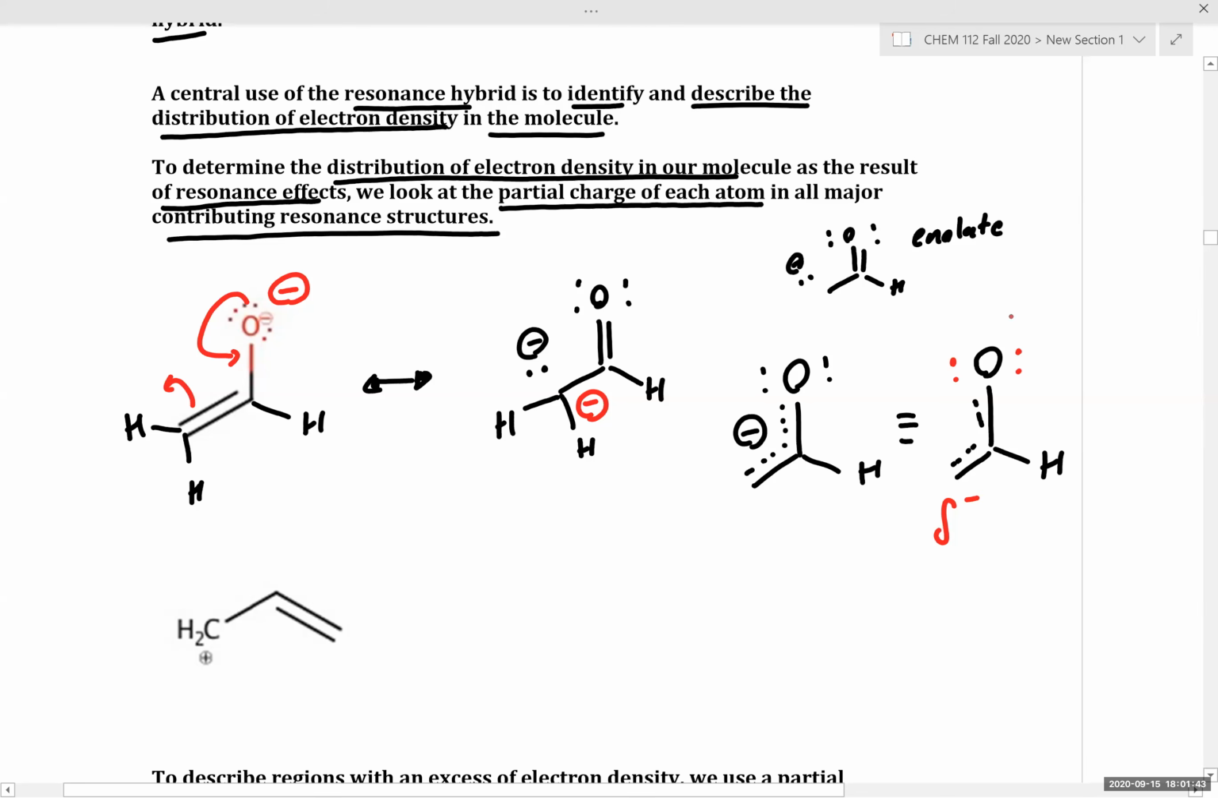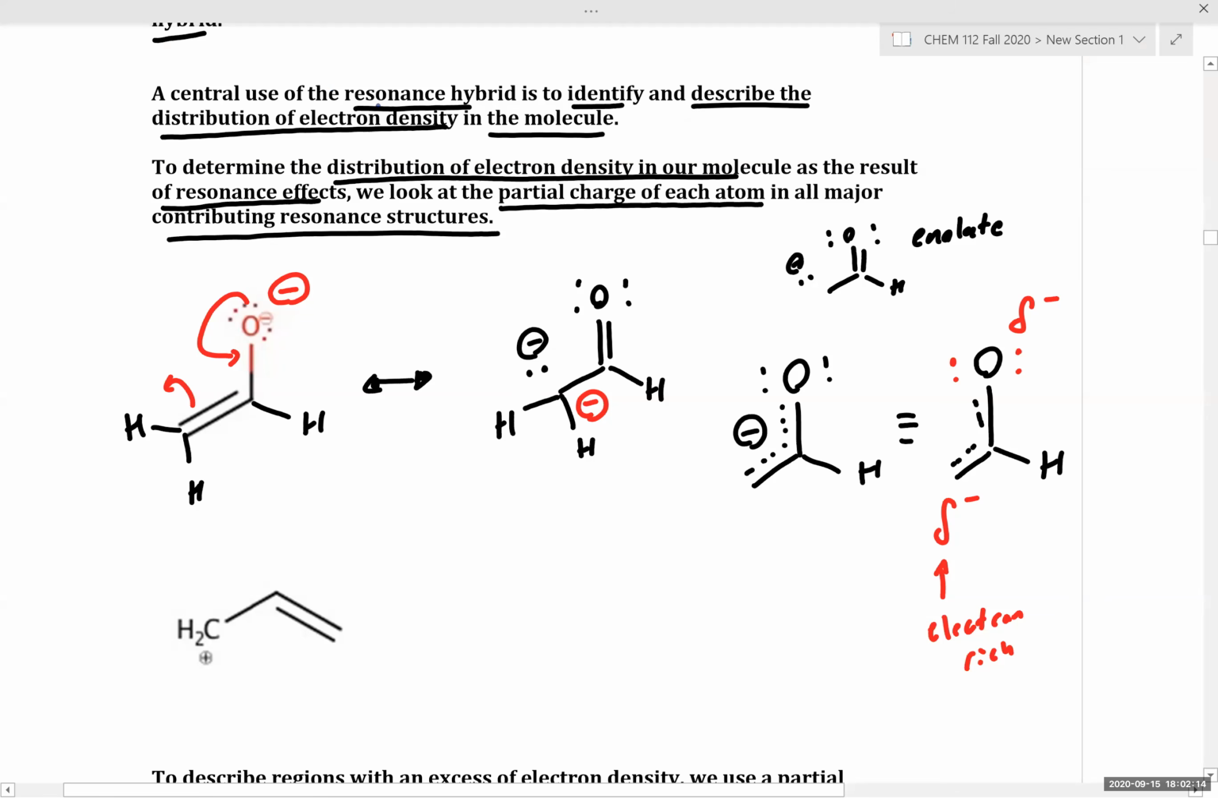So we can denote that with a delta minus. Delta minus indicates regions that are electron rich. So this carbon is electron rich. There's a lot of electron density distributed on that carbon. And by identifying sites that have a lot of electron density and sites that are deficient in electron density, we can begin to rationalize reactivity.